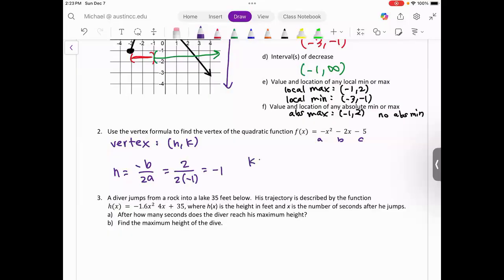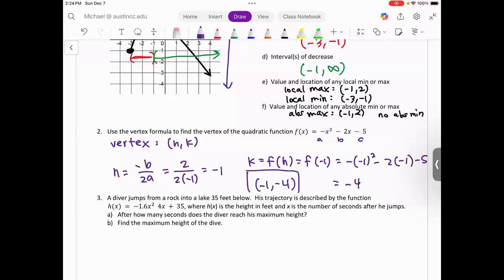To figure out our k, we use f of h, which is f of -1. When we plug that in, we have -1 squared minus 2 times -1 minus 5. Let's see, what do we get? Once we solve that out, we get -4. So our vertex is at -1, -4.